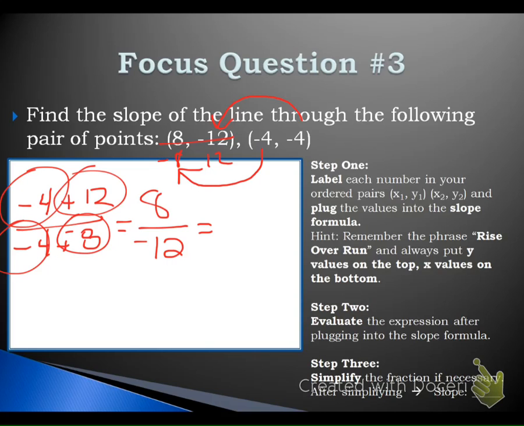I do need to reduce that. You never leave a negative on the denominator of any fraction ever. So a positive divided by a negative is always a negative, and that negative sign should stay on top. 8 over 12 reduces to, let's see, both can be divided by 4. So 2 over 3. So our slope is equal to negative 2/3.